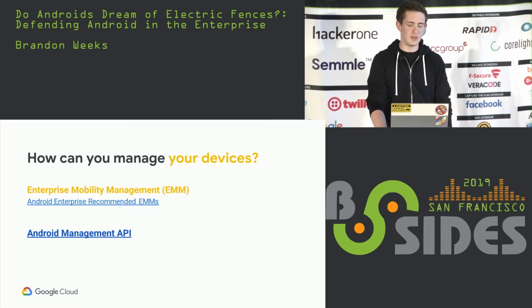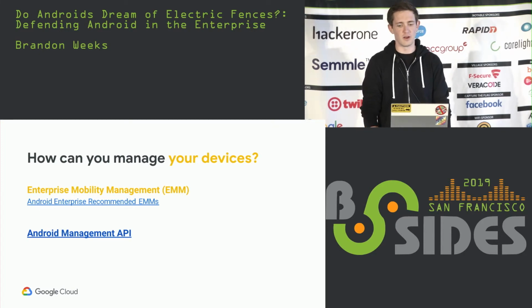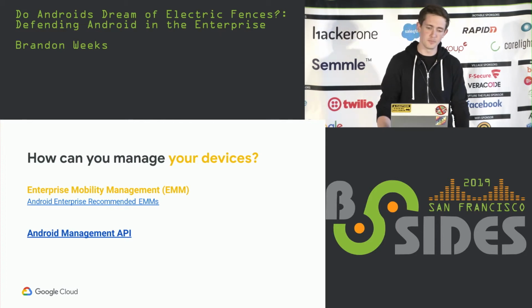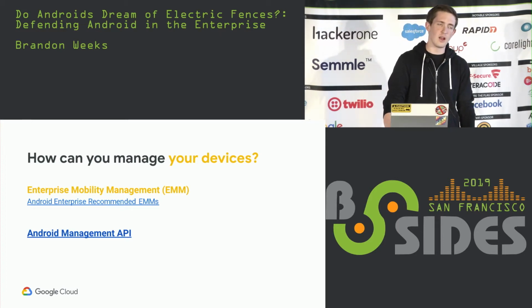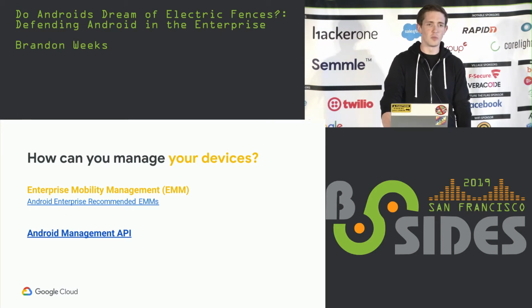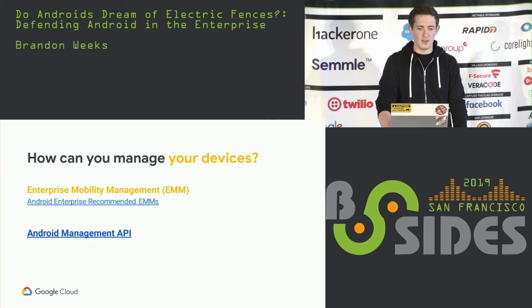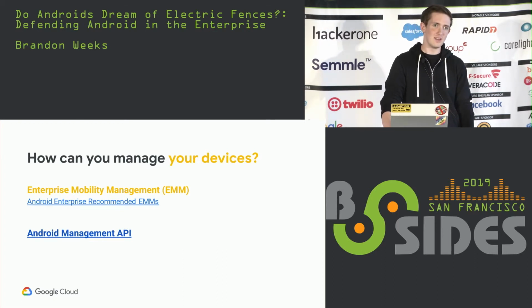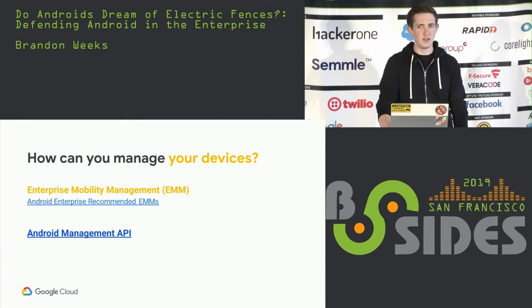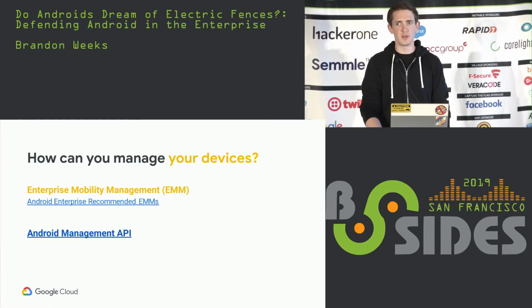Enterprise Mobility Management is the marketing term for software that manages mobile devices. Common options you may have heard of are AirWatch, Google Cloud Identity, MobileIron, or Microsoft Intune. Not every EMM implements all the policies I've talked about. The Android Enterprise Recommended EMMs are required to support a minimum amount of functionality, so choosing one of them is probably a better place to start.